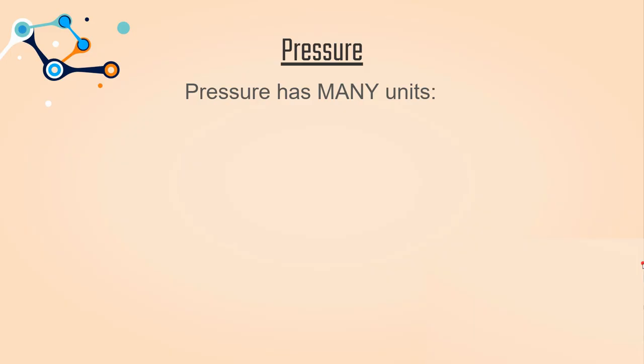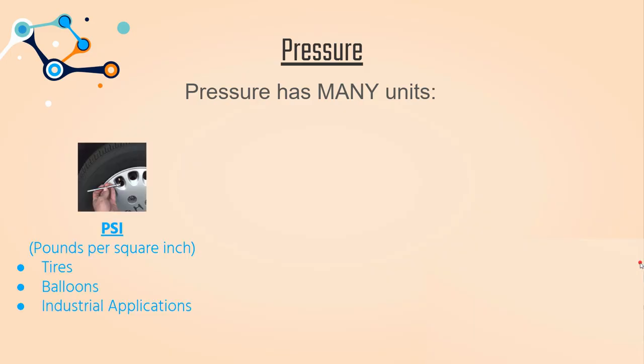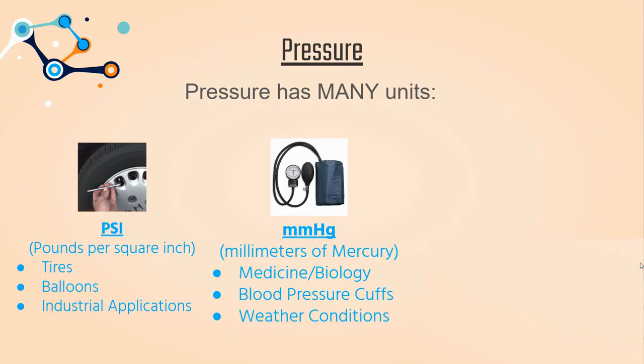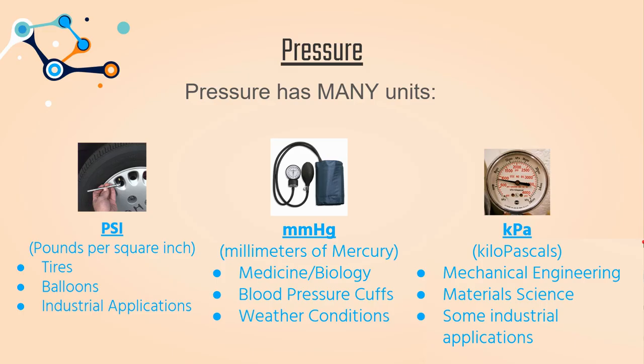Now, pressure has many units. A couple of them we see in everyday life are, say, PSI, which you might see in tires, balloons, or some industrial applications. You might see millimeters of mercury. We see this in medicine and biology, also in blood pressure cuffs shown on screen. And sometimes you'll use this for weather conditions, for atmospheric pressure. And one other one you might see pretty often is kPa, standing for kilopascals. You'll see this in engineering and material science, also in some industrial applications. All of these are pressure units.